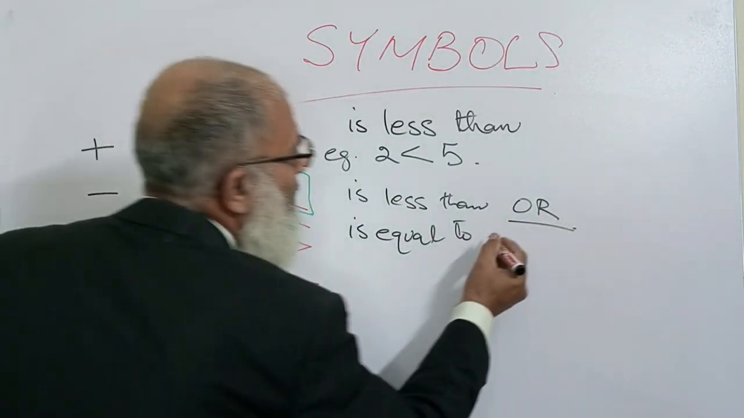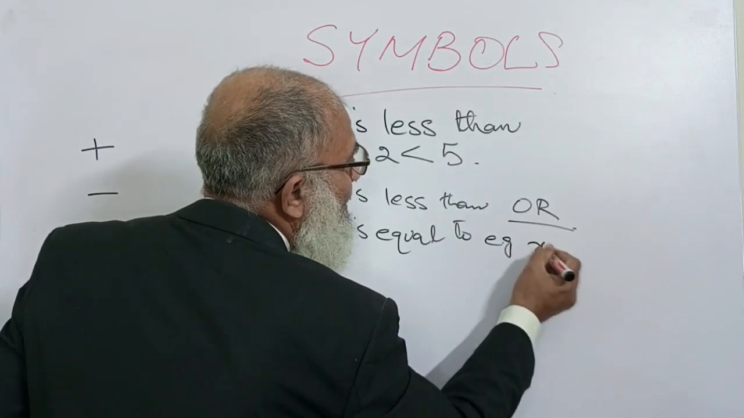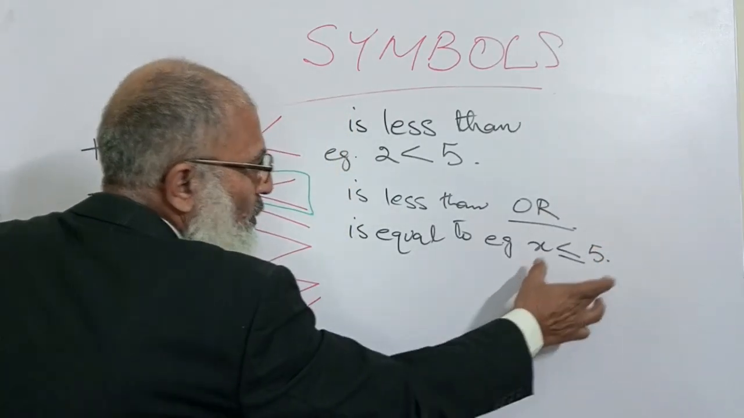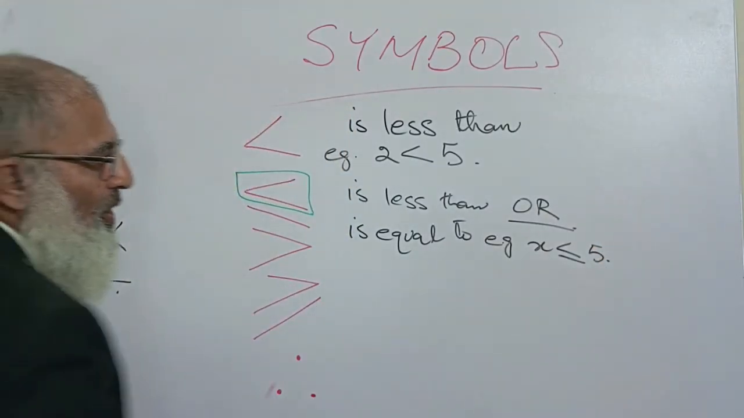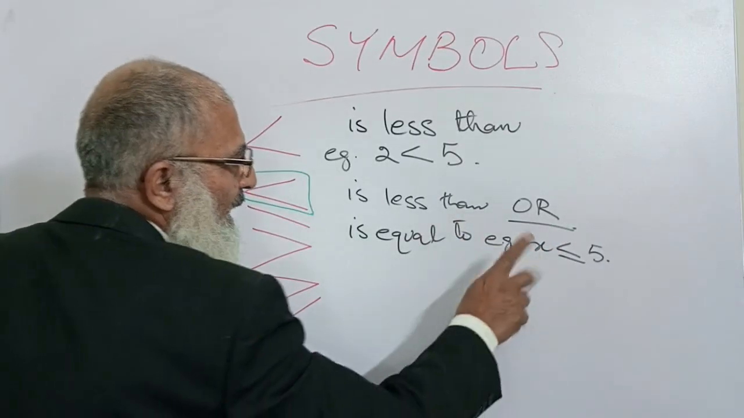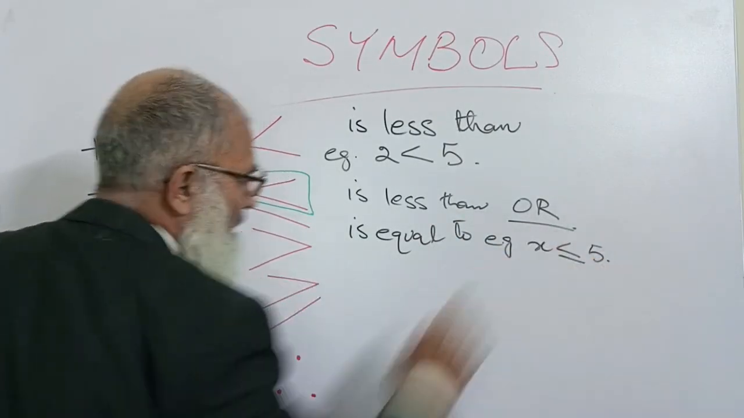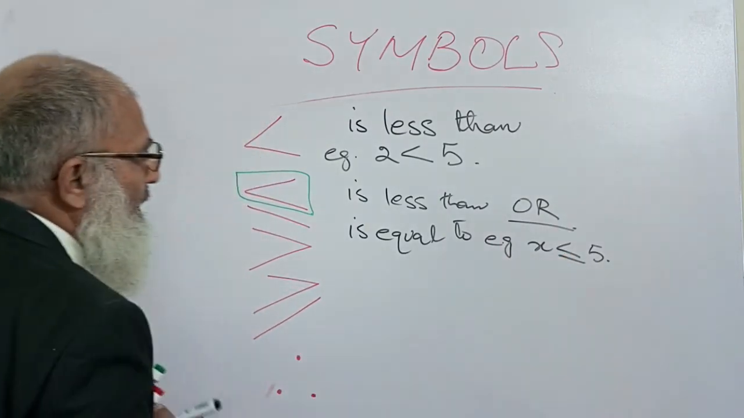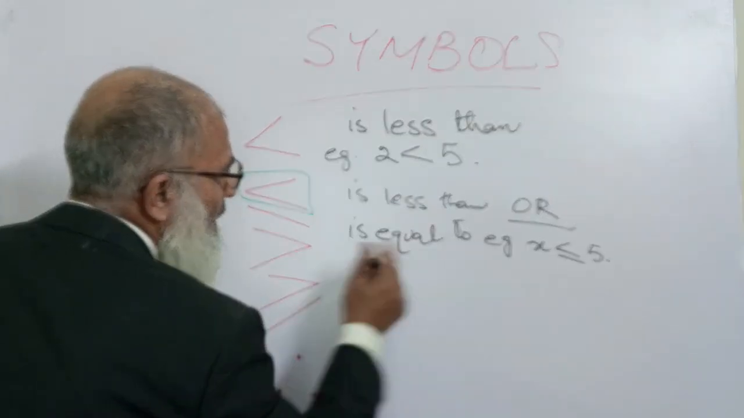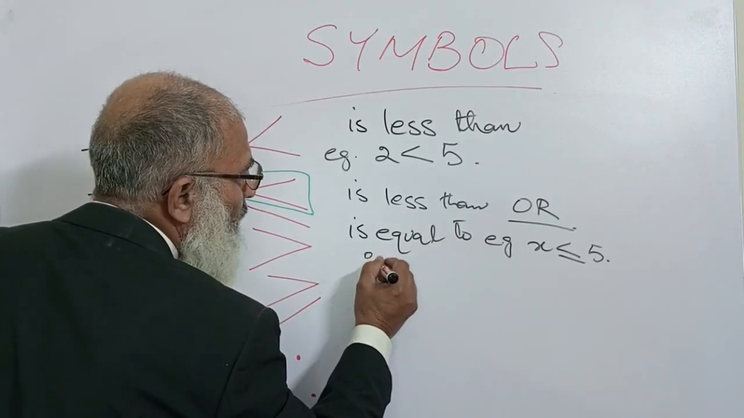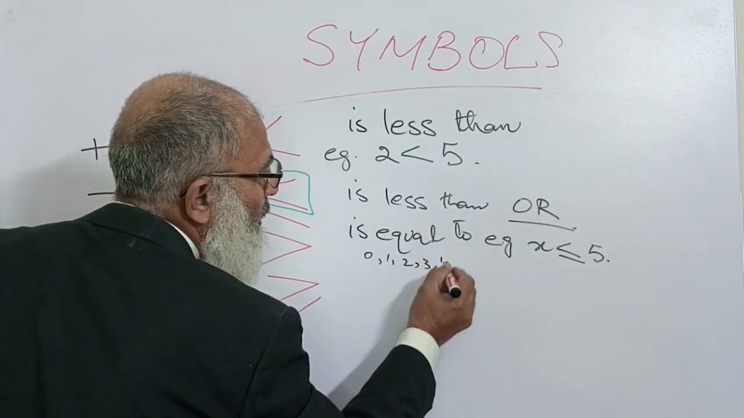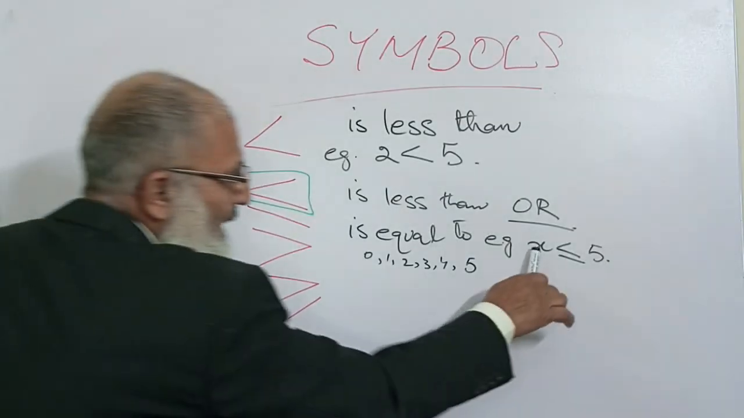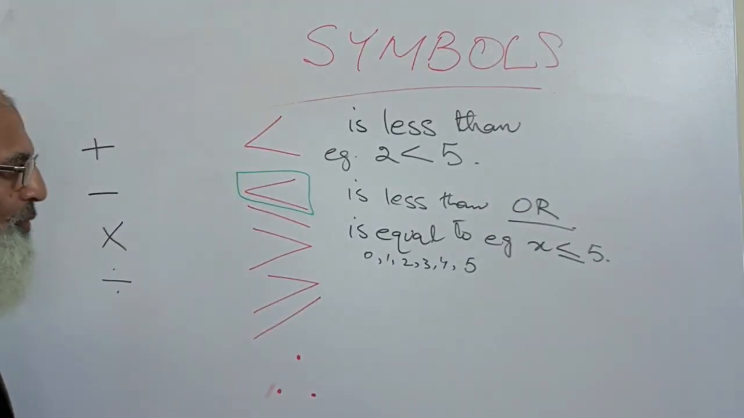For example, x is less than or equal to 5. This inequality means, because it is an inequality at one end and an equation at the other end, that x may be 0, 1, 2, 3, 4, or it can be 5 as well, because x is equal to 5 also.